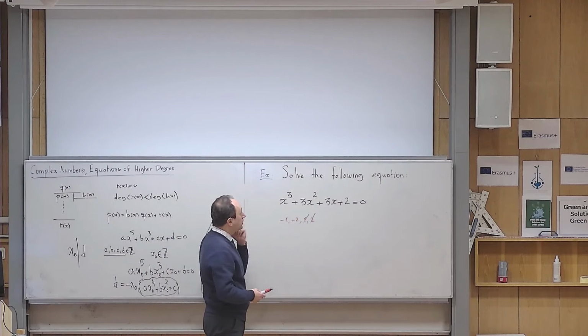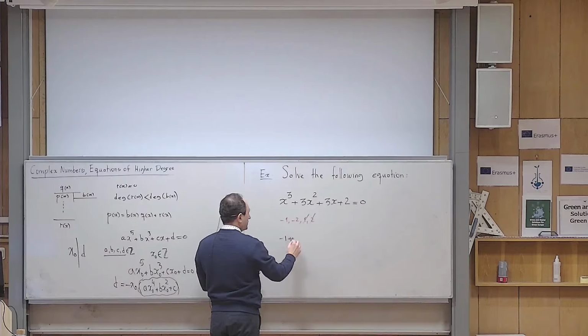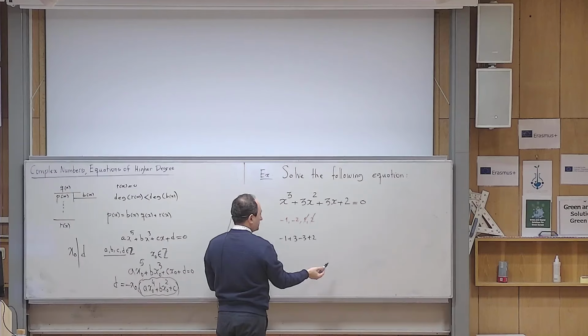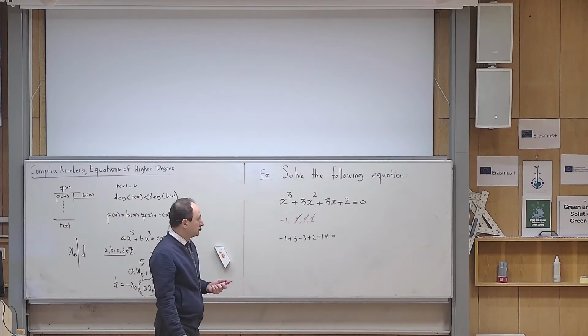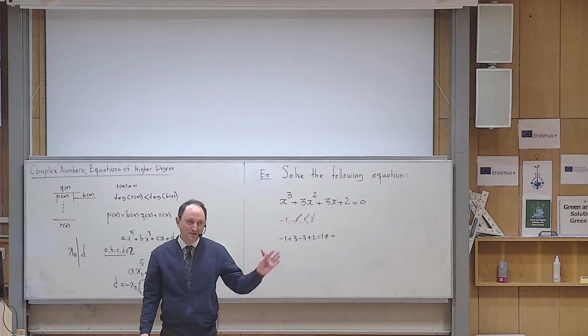Do you think -1 will work? Let us test. I put -1 there, so it becomes -1. This becomes +3. This becomes -3, and then +2. This doesn't work. It becomes 1, and it is not equal to 0. So this doesn't work. And this is the only chance that I have. If it doesn't work, let us leave the question.